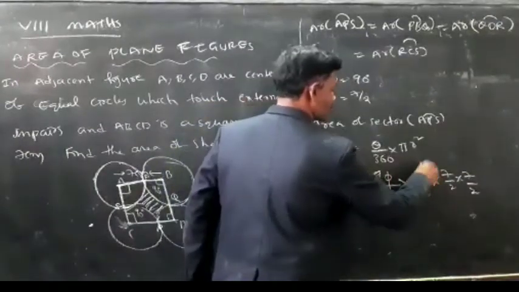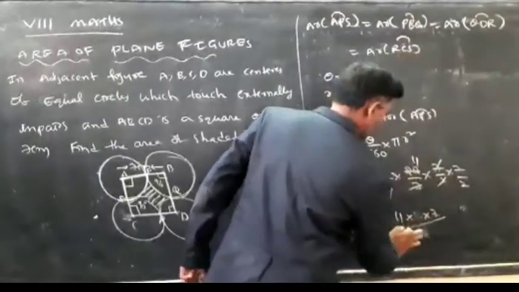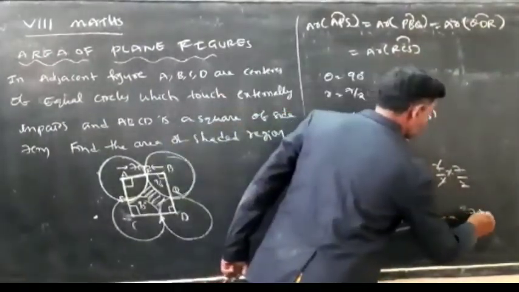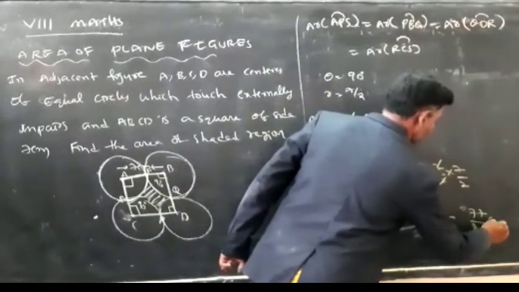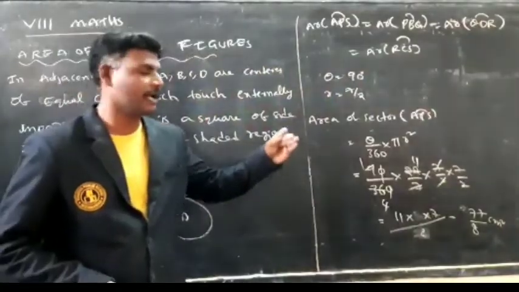2 ones are 2, 11s are... Still any calculations? No. 11 into 7 by 8 is equal to 77 by 8. So the area of that sector is equal to 77 by 8 centimeter square.